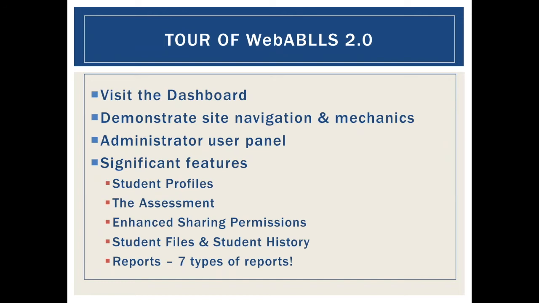Then we're going to move into some of the actual features, the student profiles, how easy it is to add a student, along with a chance to see the new student summary screen. The assessment, we'll quickly create an assessment and review the tools that make the assessment function so useful. Then we're going to talk about the new and improved sharing permissions, the student files, and the student history, which are all new in WebABLLS 2.0. And then we'll wrap up with talking about the seven different types of reports that are available, now enhanced with some added features along with a couple of new report options.